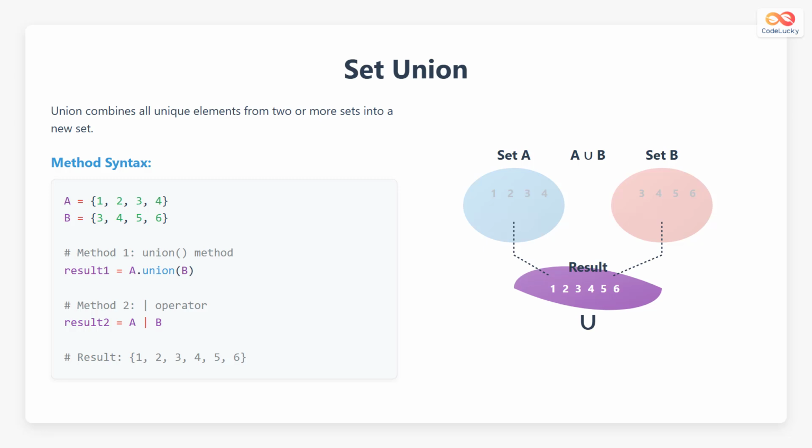The second method is to use the pipe operator between two sets, like A pipe B. The resulting set will contain all unique elements from both sets. For example, if set A contains 1, 2, 3, and 4, and set B contains 3, 4, 5, and 6, the union of A and B will result in a set containing 1, 2, 3, 4, 5, and 6.